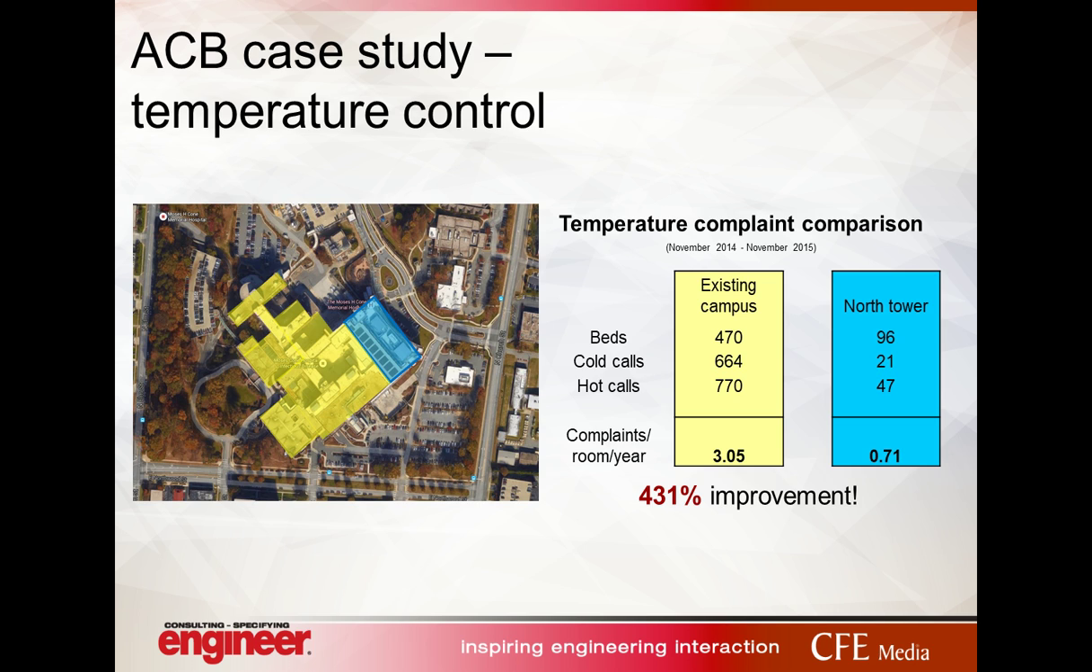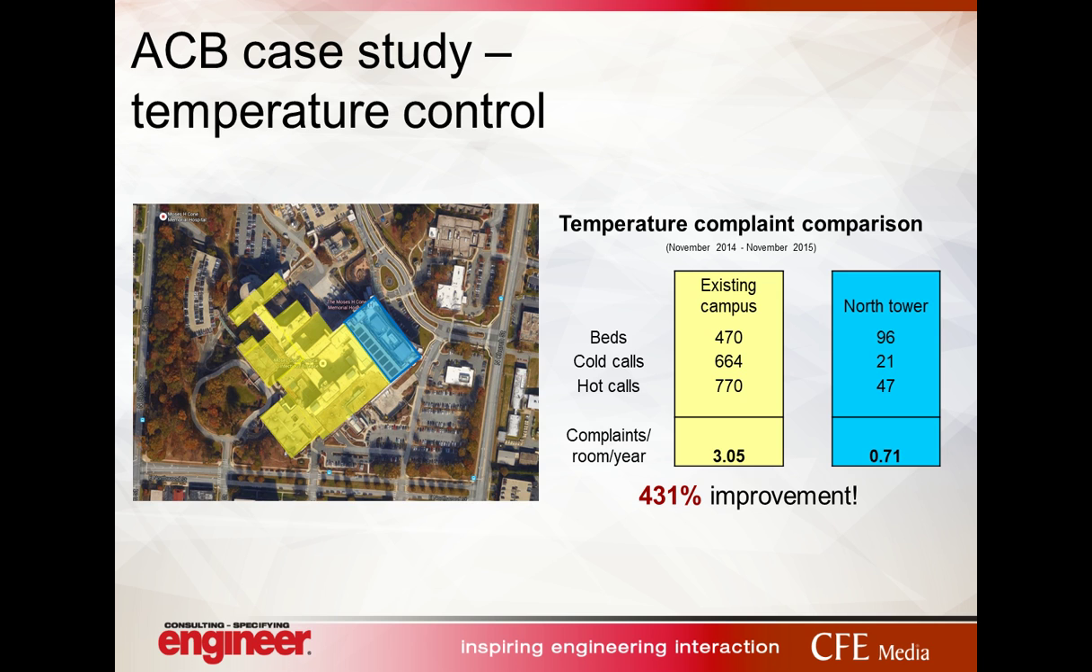But out of those 470 beds, we studied both sets of rooms for a year after this project, and there were 1,400 complaints or so in the yellow portion, in the existing portion, and about 70 complaints in the North Tower with chilled beams. So if you convert it to complaints per room per year, there were about 3 complaints per room per year in the old hospital and less than 1 in the new hospital. And I would call that a 431% improvement.